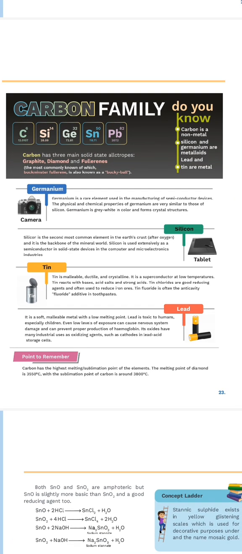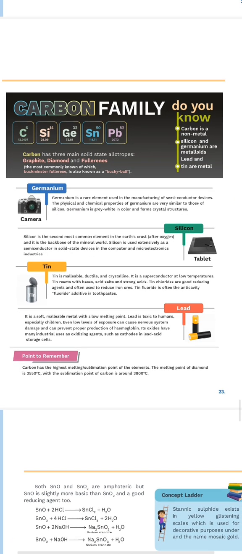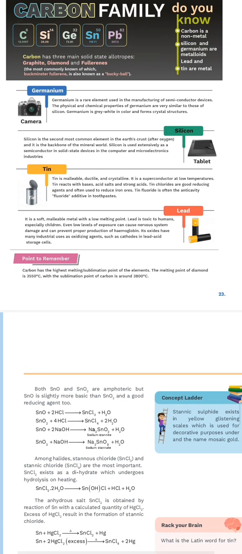Tin is malleable, ductile and crystalline. It is a superconductor at low temperatures. Tin reacts with bases, acids, salts and strong acids. Tin chlorides are good reducing agents and often used to reduce iron ores. Tin fluoride is often the anti-cavity fluoride additive in toothpaste.